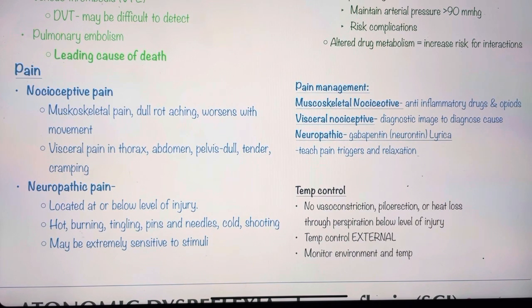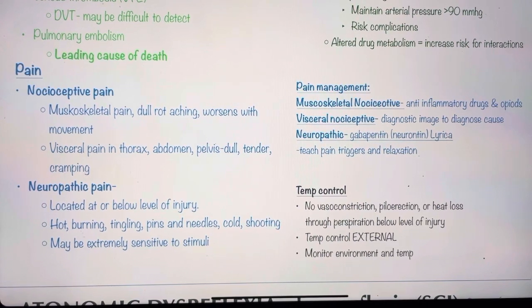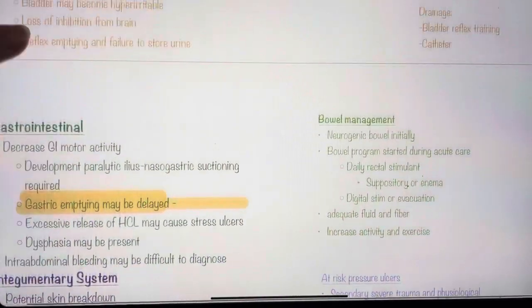So to reiterate, temperature control is important for these patients. They do not have vasoconstriction, piloerection, heat loss, or perspiration below their level of injury. So their temperature control comes from the external environment. You want to make sure to continually monitor the environment as well as the patient's temperature.